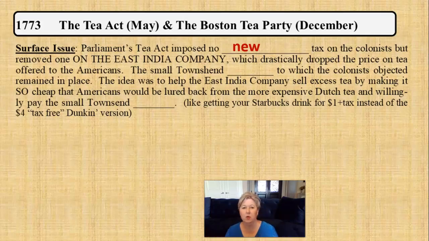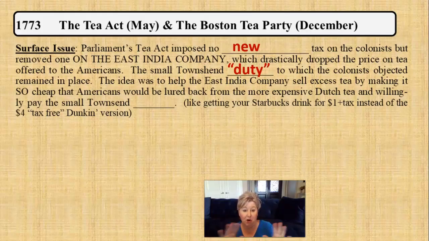And they're like, look, we're not taking away the tax because by golly, those colonists are going to pay it, but we'll remove the tax that you're charged so that you're able to drop the cost dramatically. And it'll be so cheap that they'll surely buy it now because it'll way outstrip the Dutch tea. It'll be so much cheaper and our stuff's so much better. They'll buy it from you. They won't mind paying that tiny little tax. So that small Townshend duty to which the colonists objected remained in place. The idea being to help the East India Company.